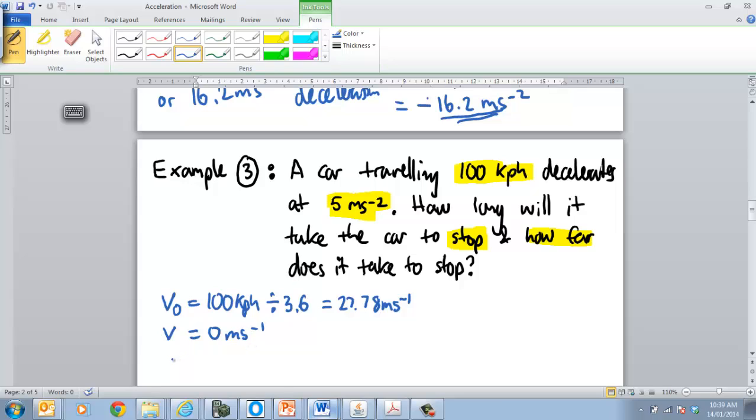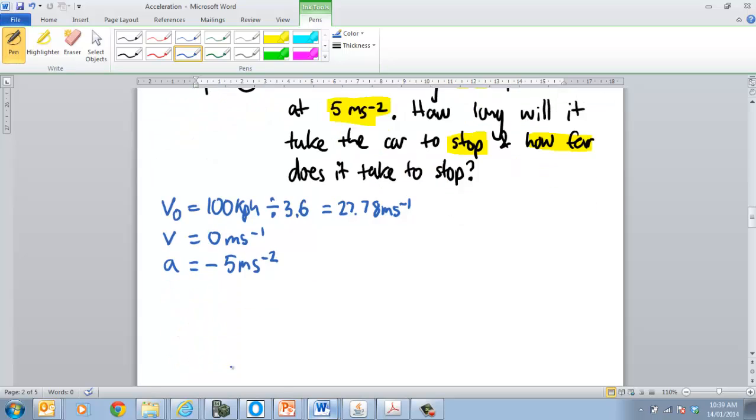And we know it's decelerating at 5, and so it's negative 5 metres per second squared because it's deceleration. So we need to find out how far it's going to take to stop, and we also need to work out the time. Okay, so t we don't know, and we don't know s.